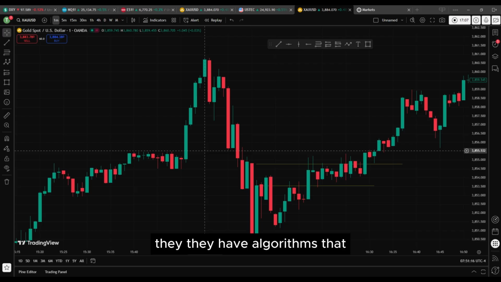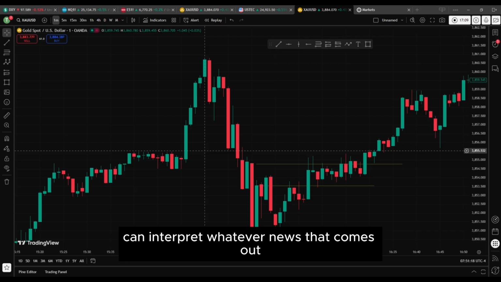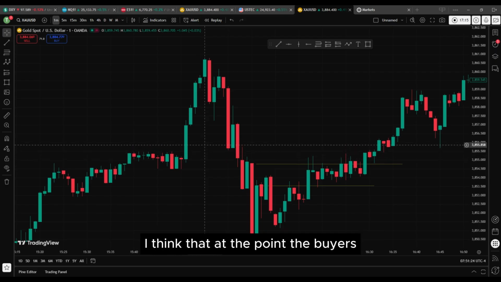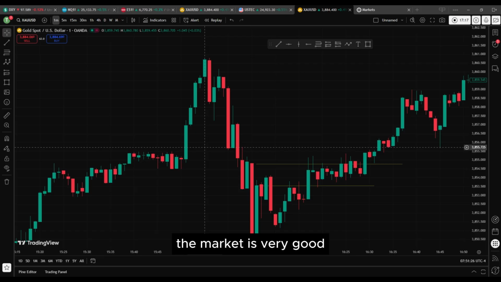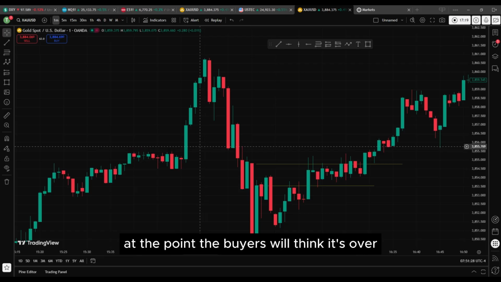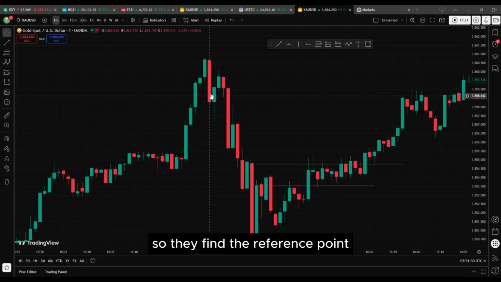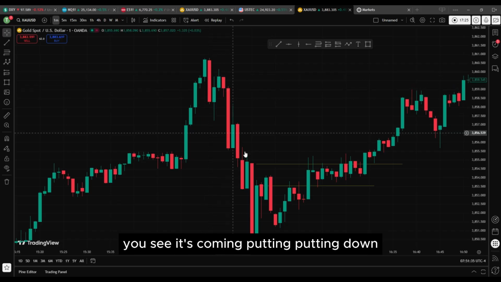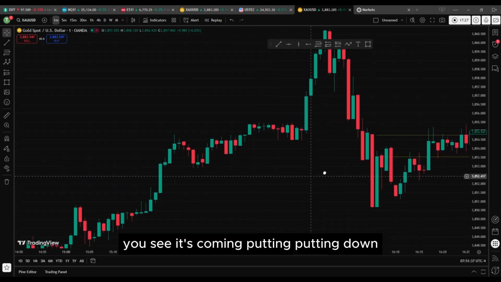It's not dependent on market sentiment. They have algos that can interpret whatever news comes out, telling you this market is bearish, but at that point the buyers will think it's above or bought over. So they find the institutional reference point and take their trades off. So look at this, you see it's from putting down.